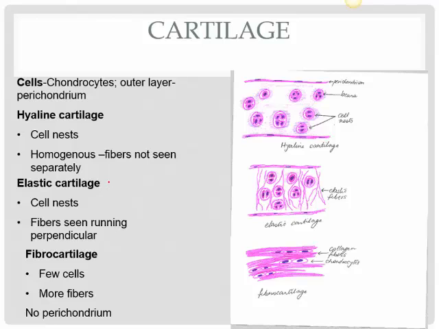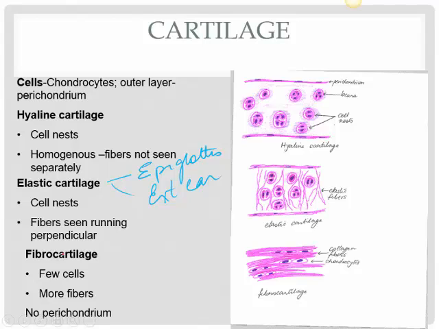You see elastic cartilage in epiglottis, which is part of the laryngeal cartilage, and in the external ear. This part of the ear, which is called the pinna, that's where you see elastic. So you can remember E and E is for elastic cartilage.